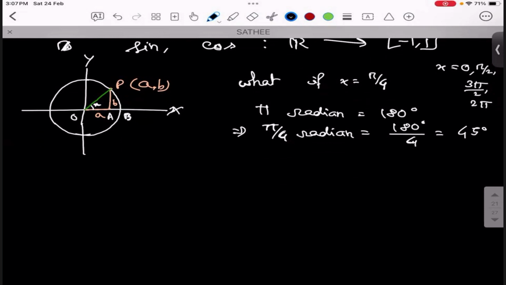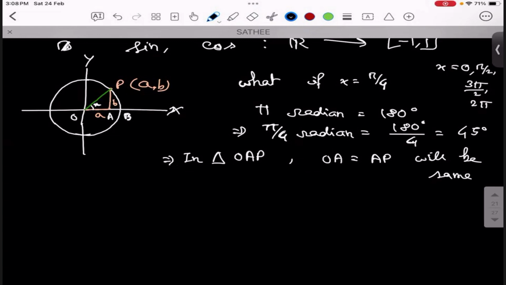Now x equals 45 degree. If you measure this in degree measure, then x of 45 degree means this triangle OAP, in the triangle, OA and AP will be the same length. This implies A equals B.